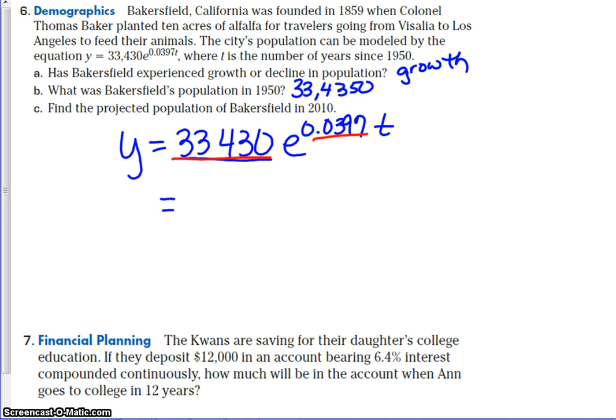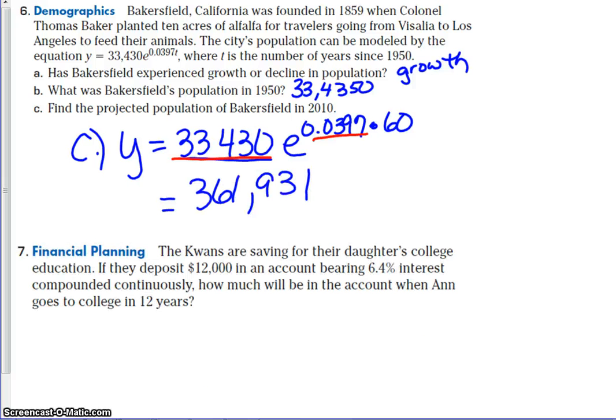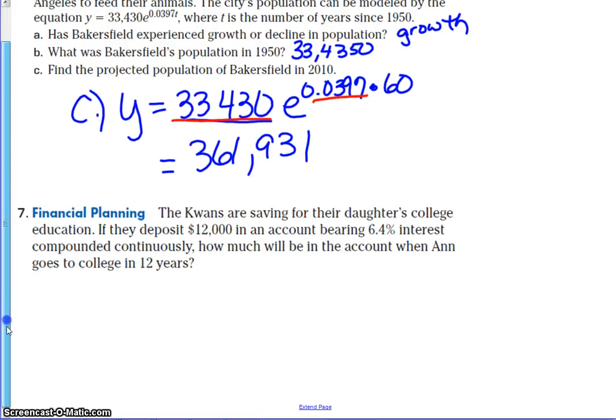Here, all we had to do for part C is, instead of this t here, add in our time, and our time was 60 years. And then we just had to calculate it out. We had to take 33,430 and multiply it times e to the 0.0397 times 60. So that turned out to be 361,931.